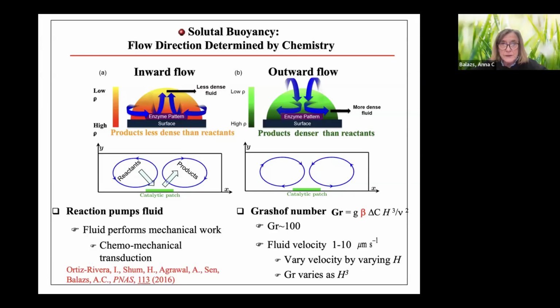And the Grashof number tells you something really important because the Grashof number is proportional to the velocity of the fluid, and you can change the velocity of the fluid by varying the height of the chamber.